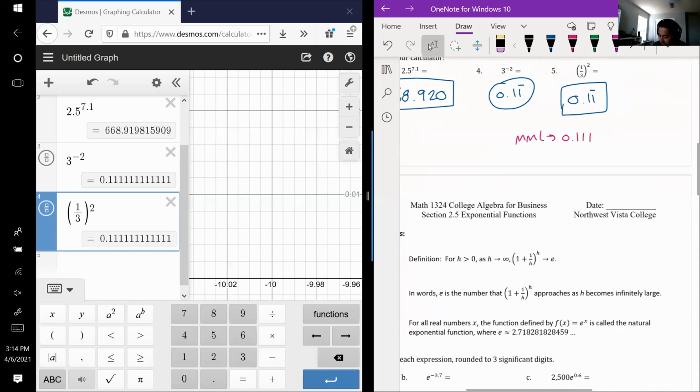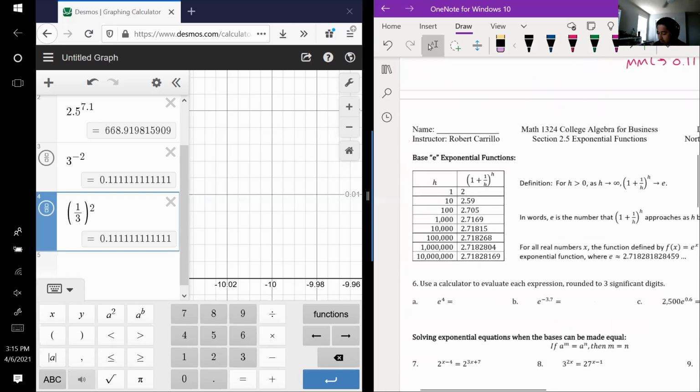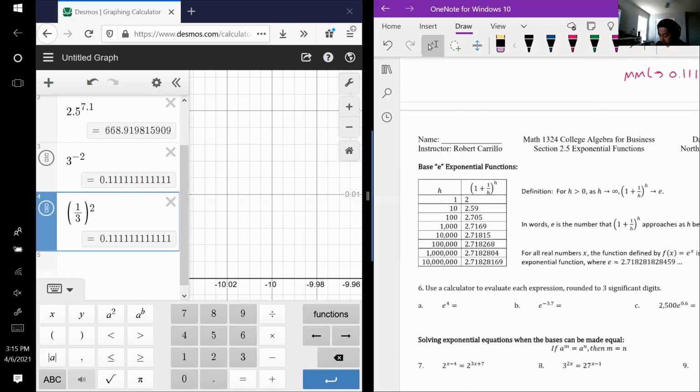So in other words, e is the number that the expression approaches as h becomes infinitely large. We saw that by the chart. As h gets larger and larger, you start to get to 2.718, and then the run-on decimals. For all real numbers x, the function defined by e to the x is called the natural exponential function, where the base of e is approximately 2.718 with the run-on decimals afterwards. So with that being said, let's go ahead and calculate e.